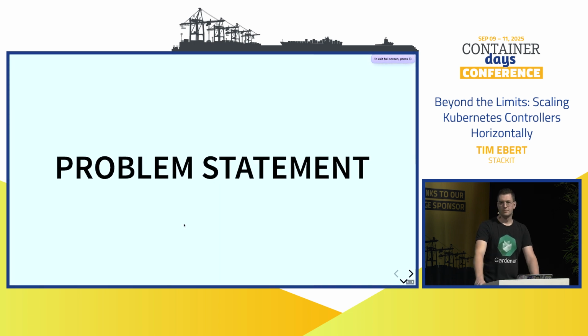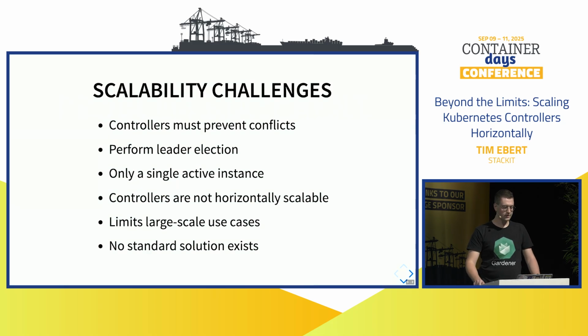So what's the problem? Why are we talking about this? Kubernetes controllers need to prevent conflicting actions between multiple instances of a controller. So if you have two instances of a controller, they typically perform a process called leader election so that only a single instance is active all the time. This prevents both controllers from acting independently on objects and performing conflicting actions.